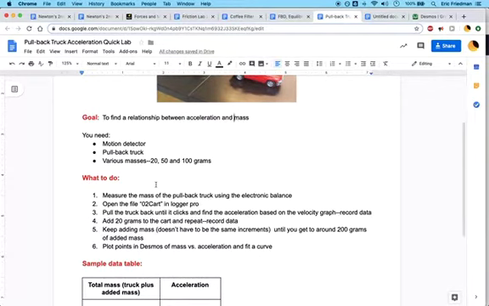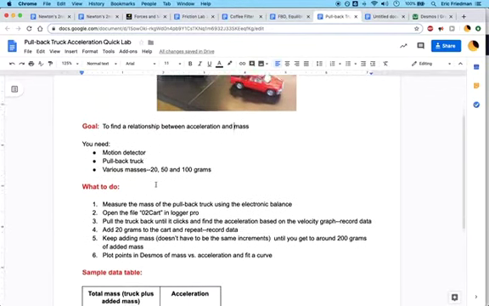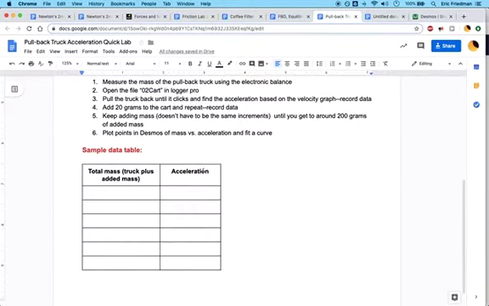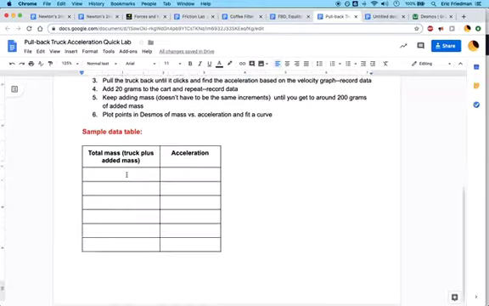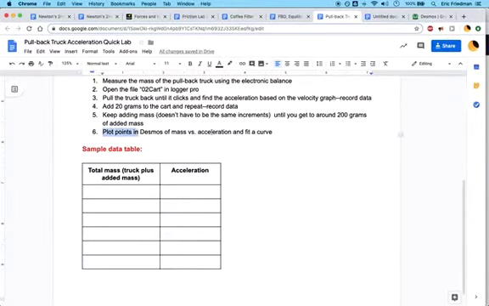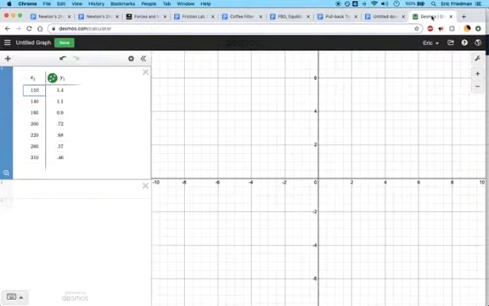So we used the pullback trucks and the motion detectors, and we measured how much acceleration there was versus how much mass there was, total mass, the truck plus any added mass. And then you're supposed to plot some points in Desmos and fit a curve. So I've plotted some points in Desmos over here. What I have in my x column is the mass, and then here's my acceleration.